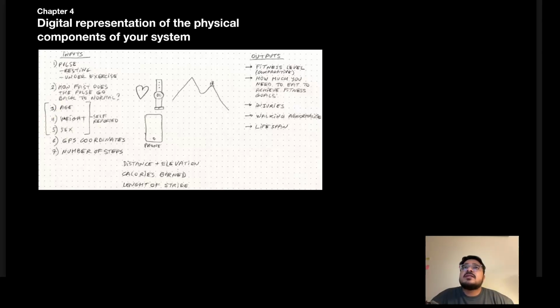So based on that data, you are also sharing your GPS coordinates and the number of steps you are taking. So this is all about data. You are adding more data and you are getting more outputs. Now you can see how much you need to eat to achieve your fitness goals. You can define your fitness goals, okay? Then you will get what you need to do to achieve that. How many injuries you have, you are at risk, okay?